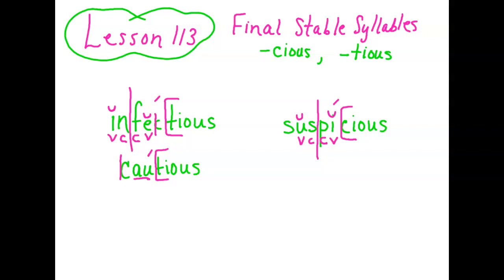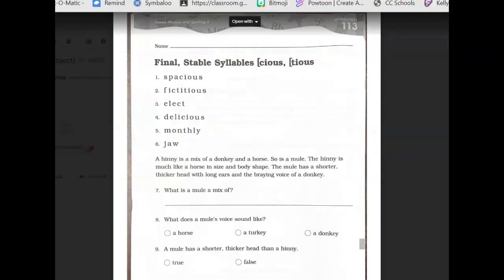Pull a worksheet, lesson 113. Okay, so I need you to look at your worksheet and it should match mine. All right, echo the words as I say them. Repeat after me. Spacious, fictitious, elect, delicious, monthly, and jaw. All right, let's go ahead and start coding. First word, we're going to look for final stable syllables or suffixes, and we will code in that manner. All right, so spacious, I see this goes along with our lesson today.